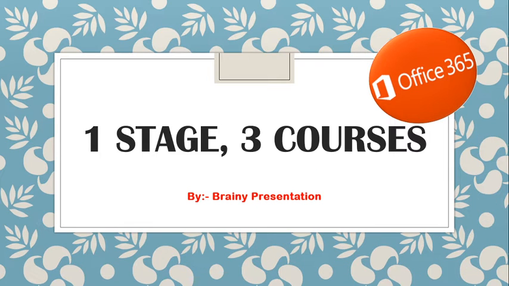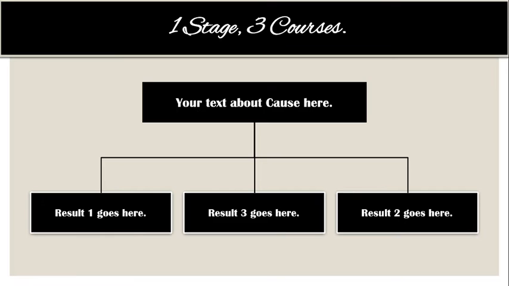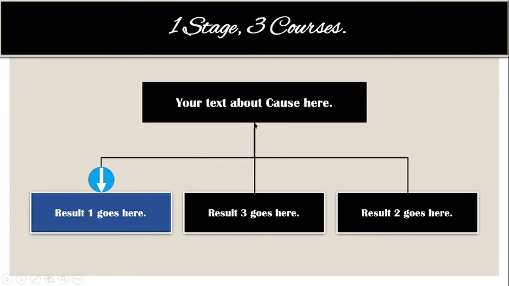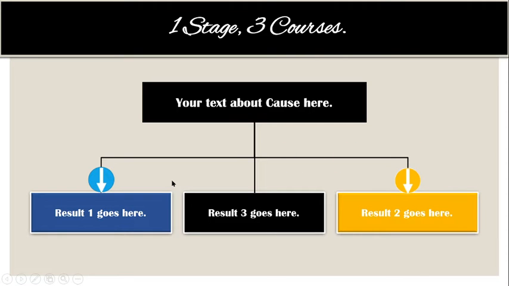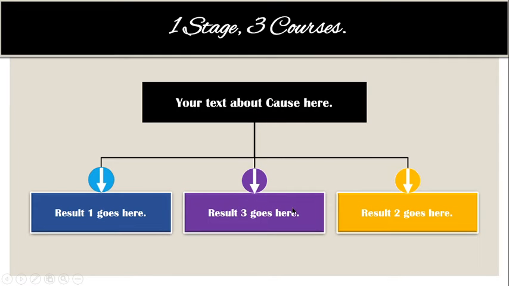Now today I will be going to teach you a tutorial on the topic of one stage 3 courses, which is made on Office 365 by me. Now this one stage 3 courses slide somehow looks like this. On a click, an arrow comes from this box and it reaches the result 1 as it is shown here. The second arrow goes to the result 2 and the third goes to the result 3.